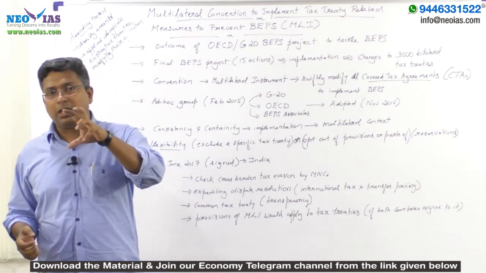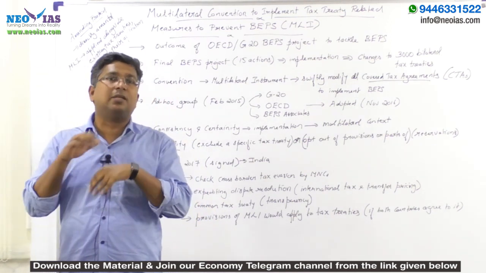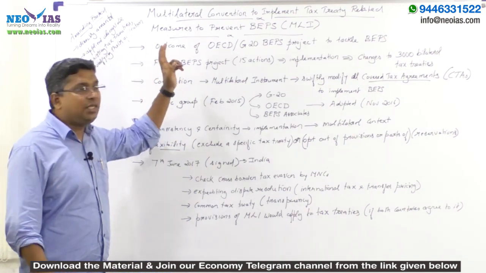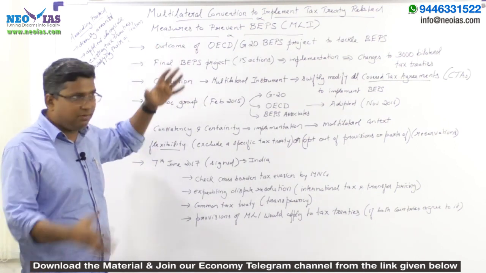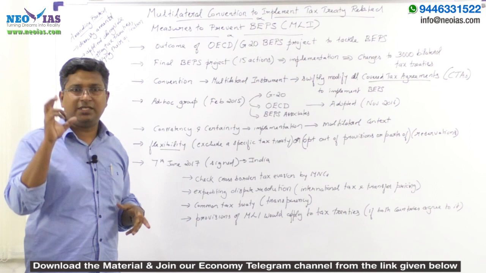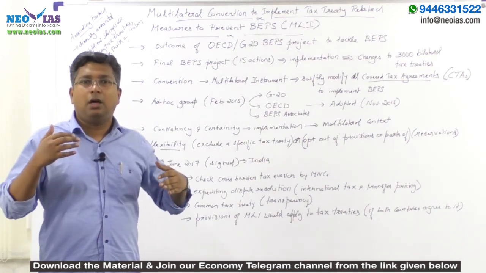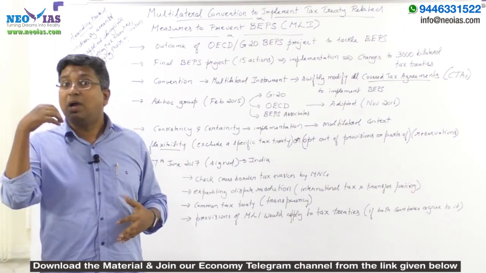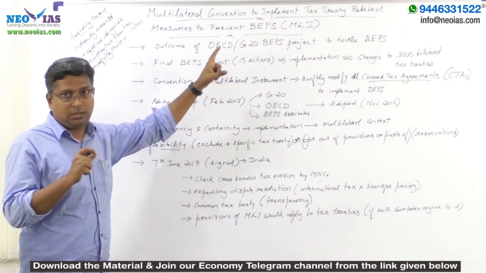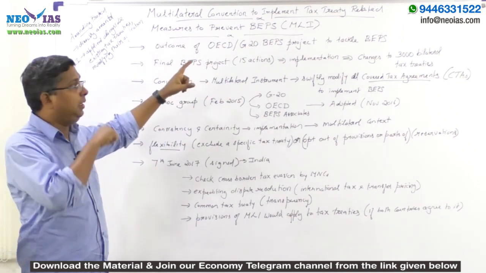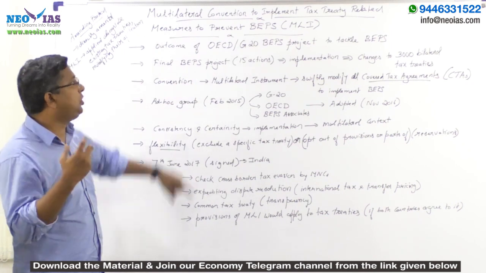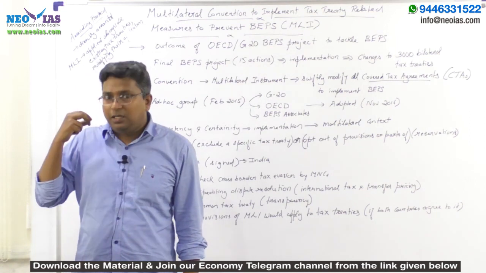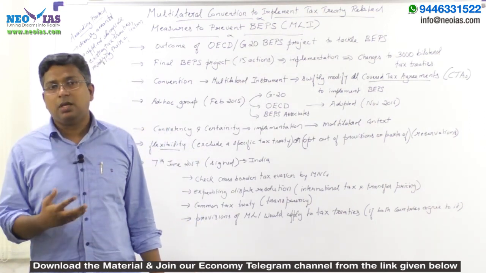If you read the convention name itself, you will get some idea about what this convention aims at. It has a lengthy name: multilateral convention. So it's a multilateral convention, meaning two or more countries, nearly 100 countries are involved in it. It is a multilateral convention to implement tax treaty related measures to prevent BEPS.